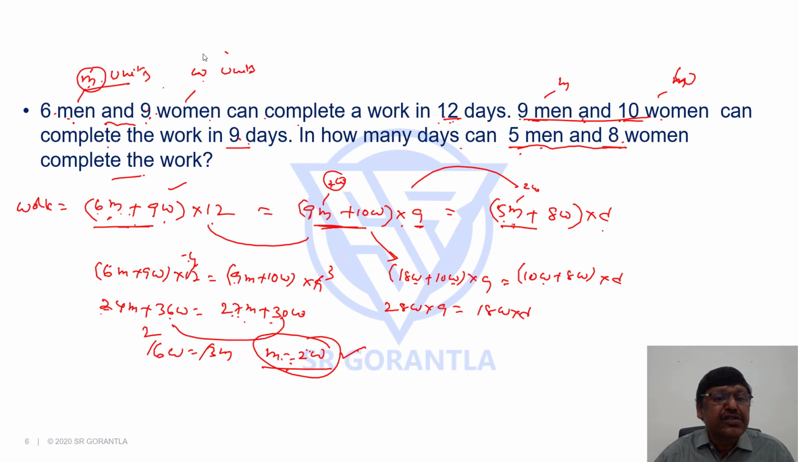One woman's 1 day's work is W units, we said. Anyhow, W gets cancelled on both sides. 9 2s, 2 14s. The answer is D is 14. So how many days they require means our answer is 14 days.